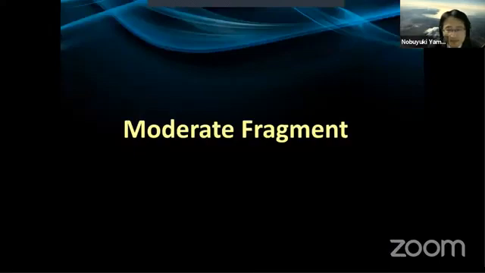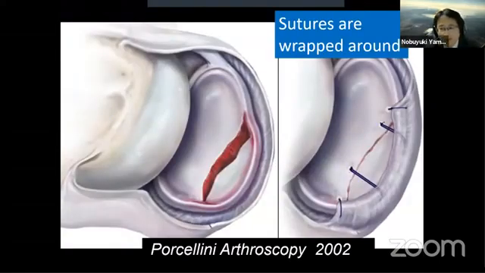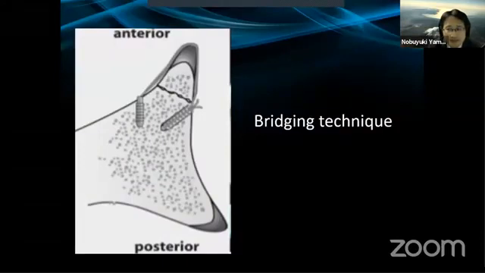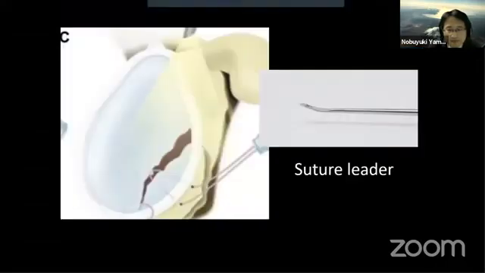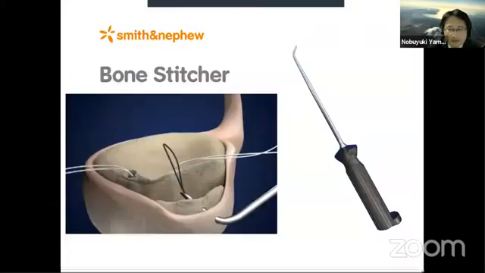For a moderate fragment, I prefer to perform the pulley method, a simple suture method. Sutures are wrapped around the fragment. Some surgeons perform the suture bridge technique. This is also one of the options. For a large fragment, in this case, we need to pass the suture through the fragment. I prefer to use a suture leader to penetrate the fragment. A strong suture hook, bone stitcher, is also useful to penetrate the bone.